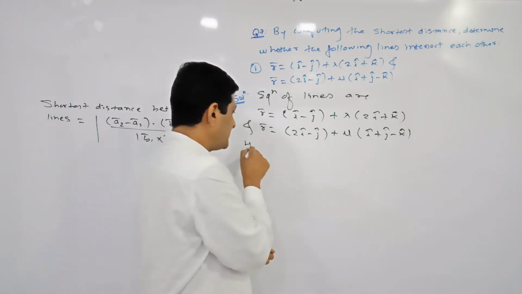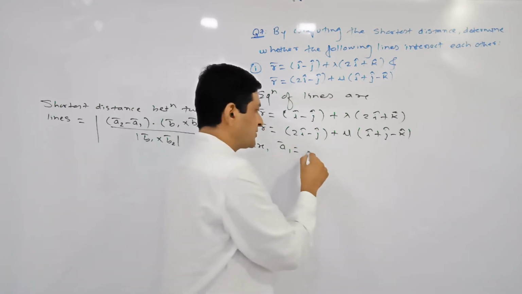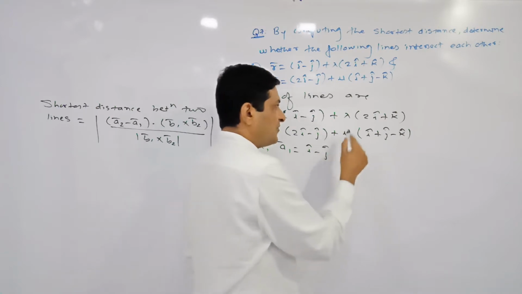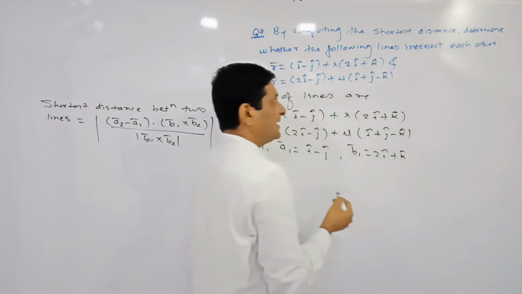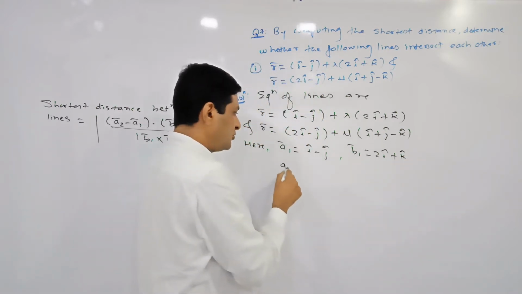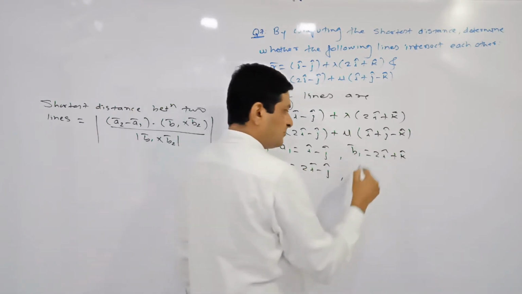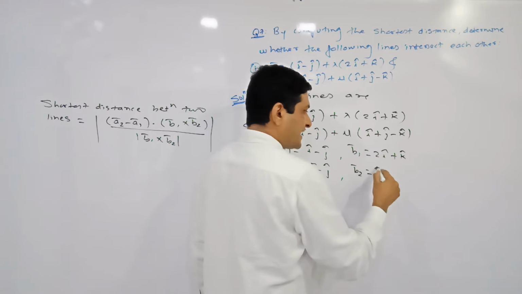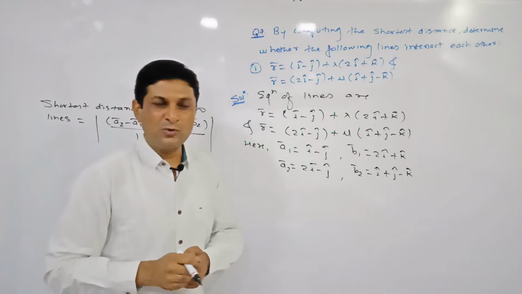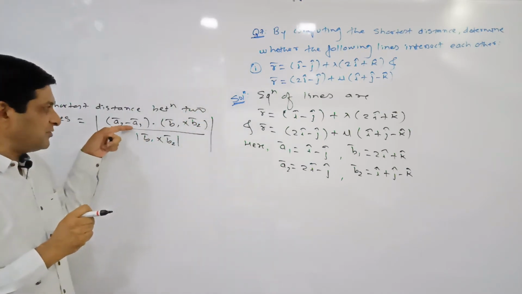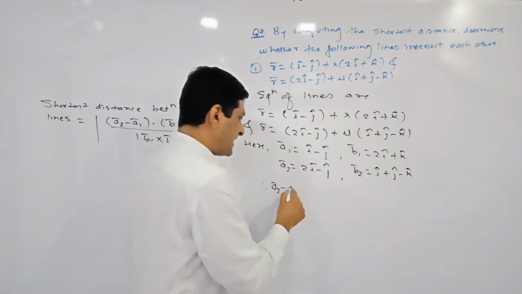So if you observe these equations, from the first equation, the value of a1 bar will be equal to i cap minus j cap, the value of b1 bar will be equal to 2i cap plus k cap, and from the second equation, a2 bar is 2i minus j, and b2 bar will be equal to i cap plus j cap minus k cap. Once these four values are known to us, the first required value is a2 bar minus a1 bar. So let us find the value of a2 bar minus a1 bar.